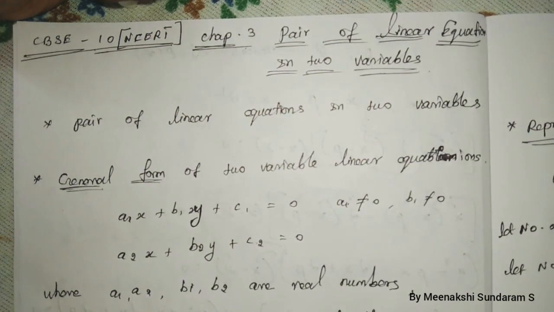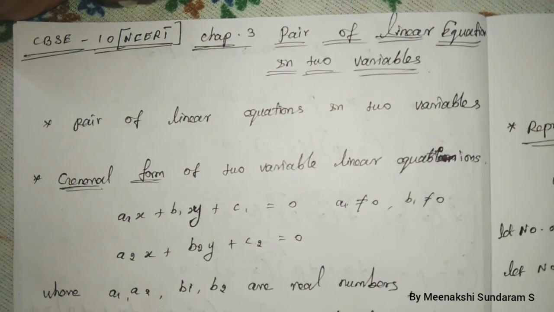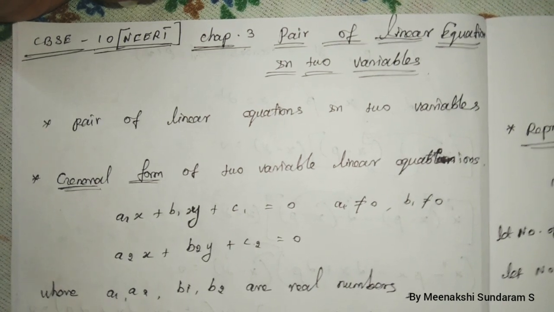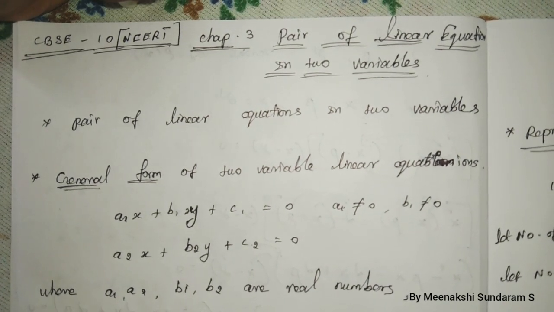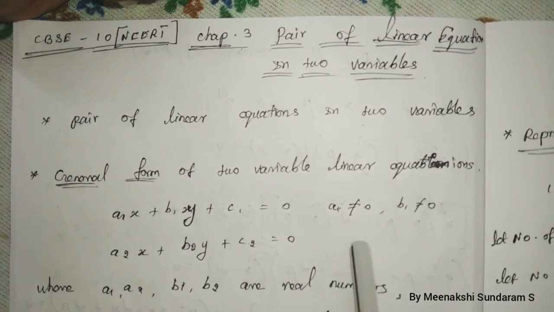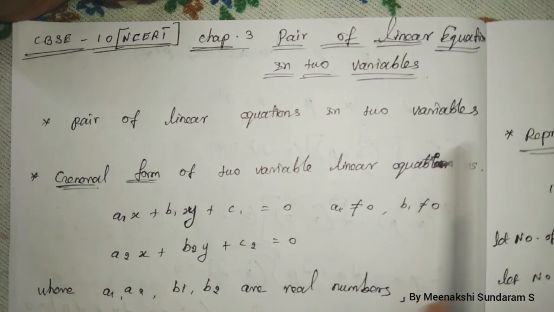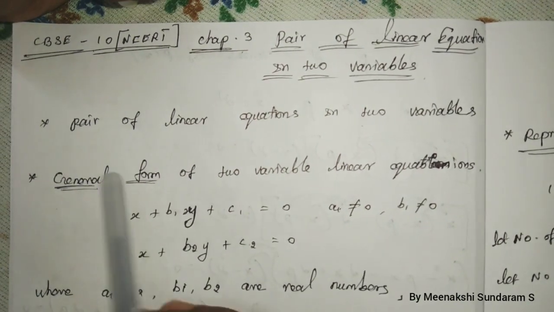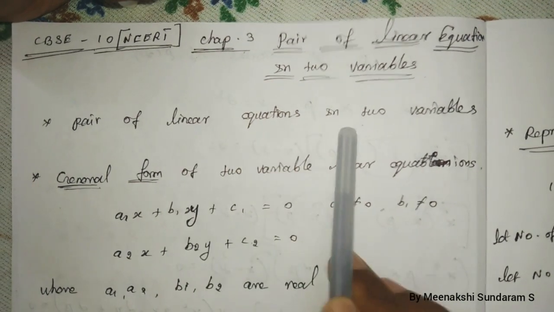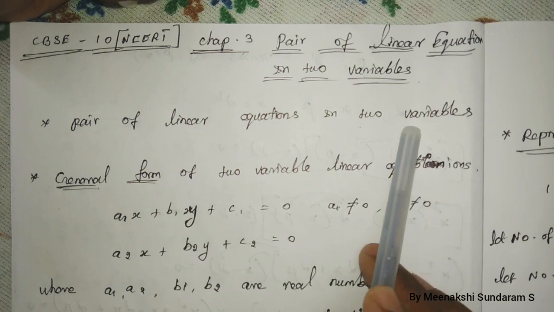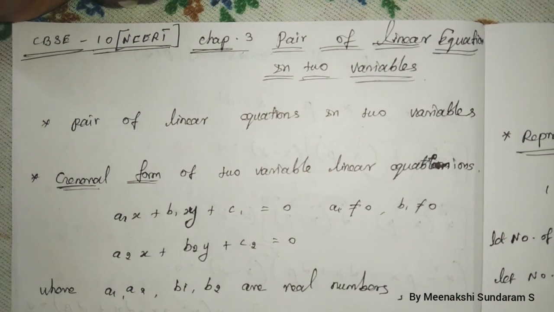In this video, let me enter the new topic, new chapter, that is chapter 3, pair of linear equations in two variables. It's a very easy chapter in this algebra topic, right? First, before we enter the topic, let's clarify the chapter name. The chapter name is pair of linear equations in two variables, right? So first we clarify the chapter name.